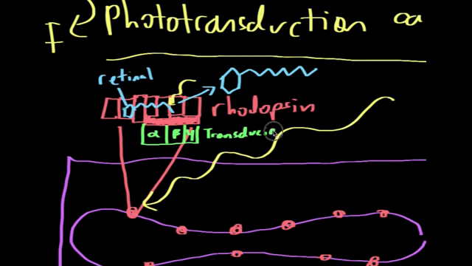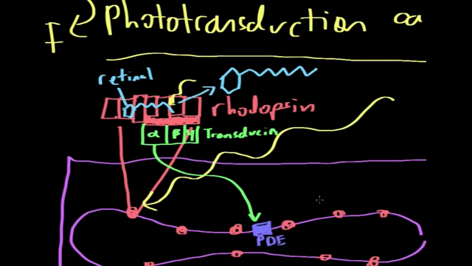So transducin, basically, as soon as retinal changes shape and causes rhodopsin to change shape, transducin breaks away from rhodopsin, and the alpha subunit actually comes over here to another part of the disc and binds to a protein called phosphodiesterase, which I'll just draw as this little box over here. So this little protein is called cyclic GMP phosphodiesterase, or PDE for short.